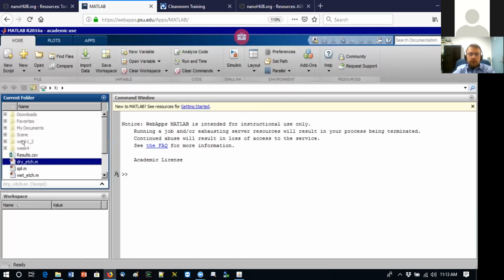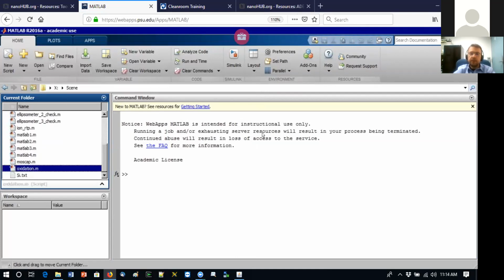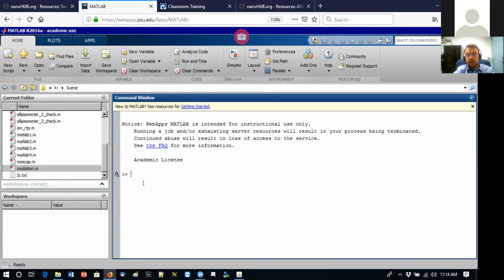Okay, so it's going to be called oxidation.m. This is the MATLAB environment, and the current folder, the files will be shown here. This is where the variables will be loaded once we run our codes. This is the command window where we can immediately access MATLAB and run some commands.